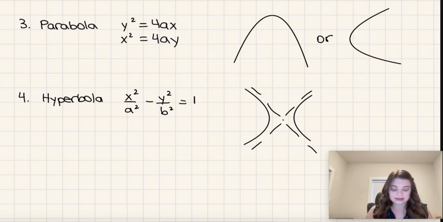And then last but not least, we have our hyperbola. The hyperbola equation looks pretty similar to the ellipse equation, but notice here we have a key difference. We have a subtraction sign instead of an addition sign, and it makes all the difference to how this looks. The hyperbola looks quite different from the ellipse.